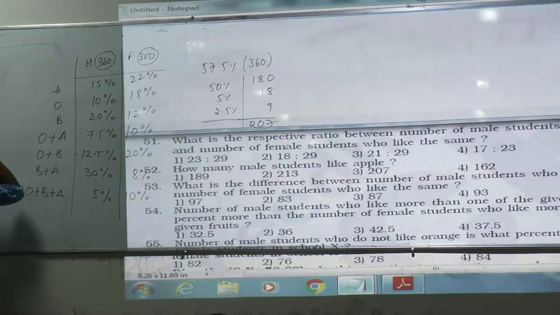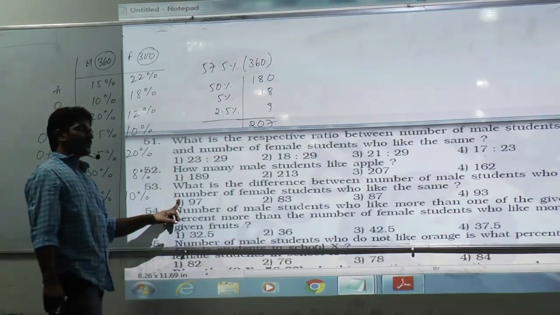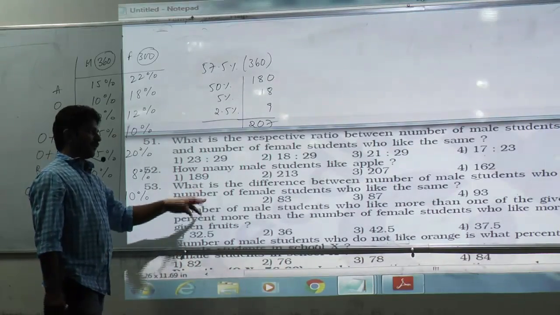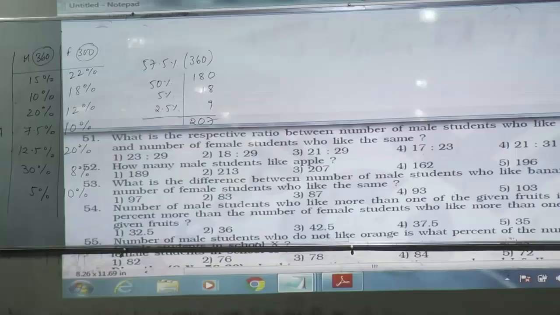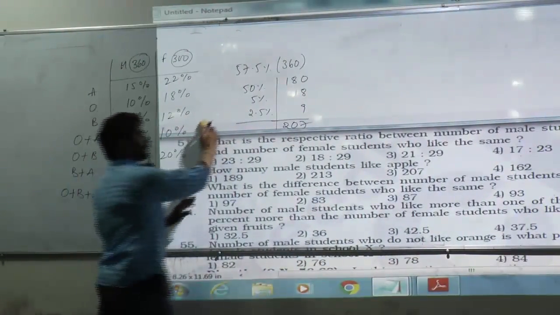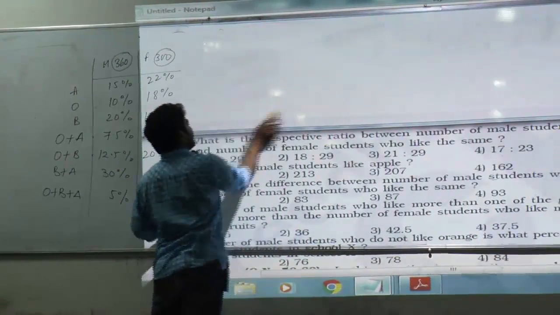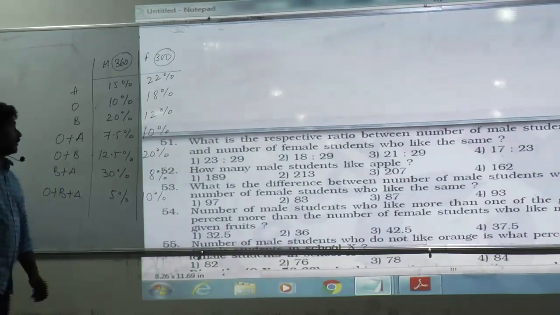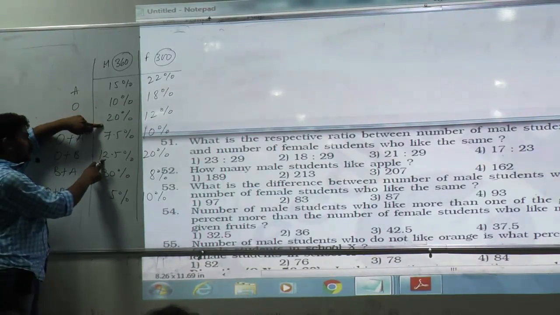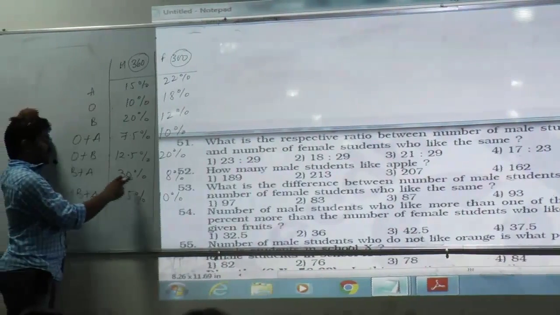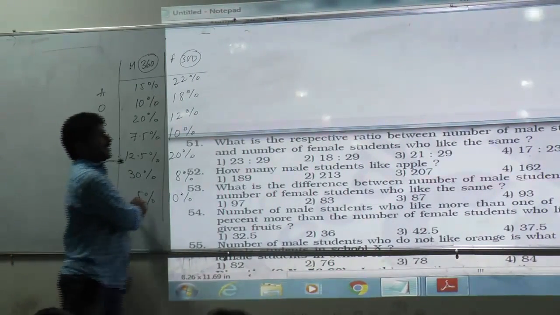Next. What is the difference between number of male students who like banana and number of female who like the same? Banana. Now 20, 12.5, 32.5, 62.5, 67.5.